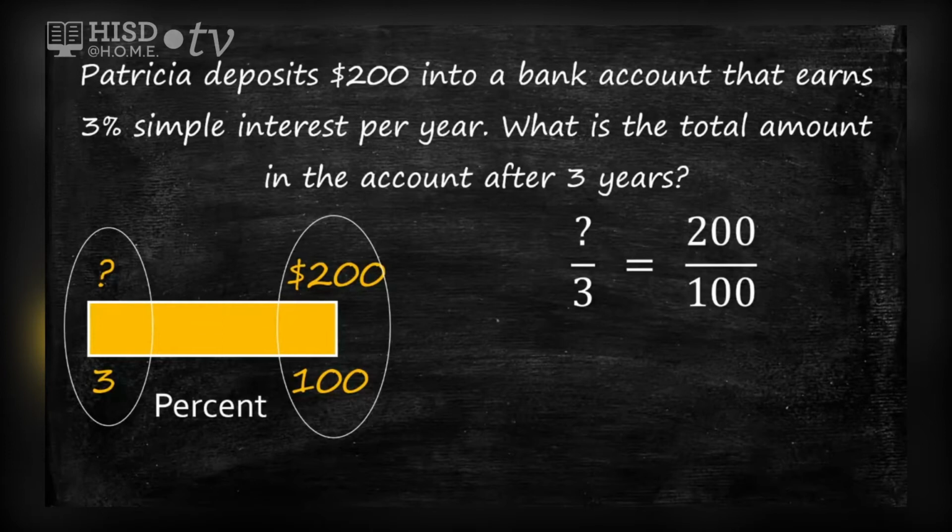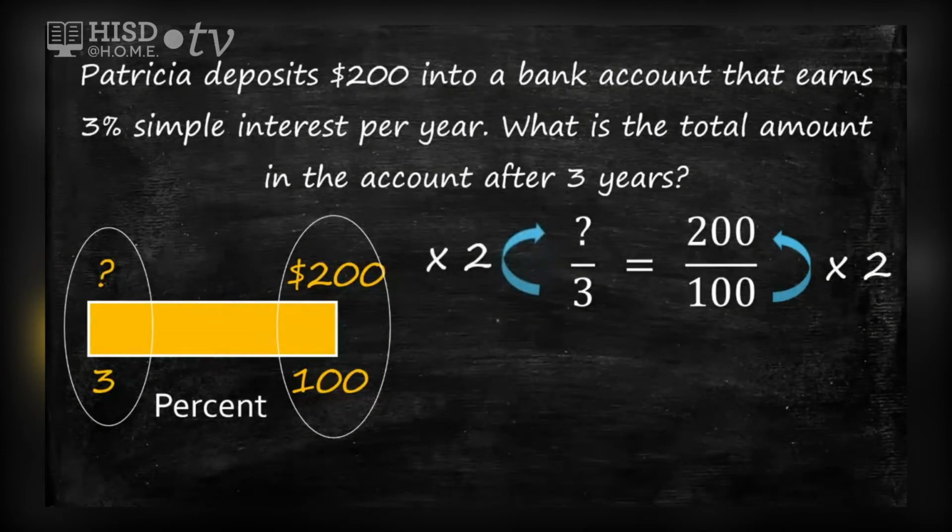So now I just have to find a pattern. I can see that if I multiply 100 times 2, that's going to be equal to the number on top, which is 200. Why is that important? Well, because now I know that if I multiply 3 times 2, it's going to get me the missing number. And that missing number is 6. So what does that mean? That means that 3% of 200 is equal to $6.